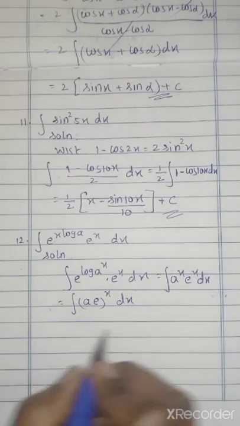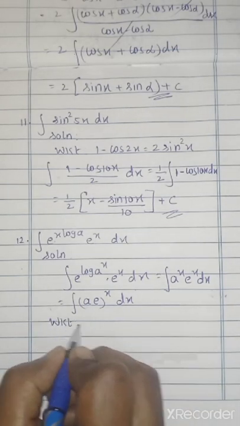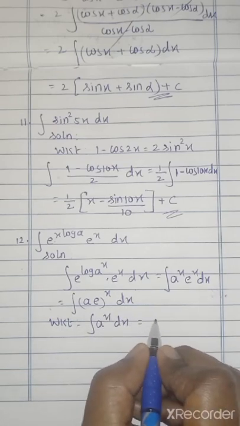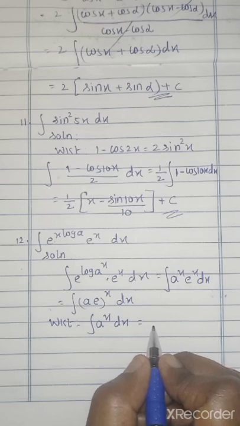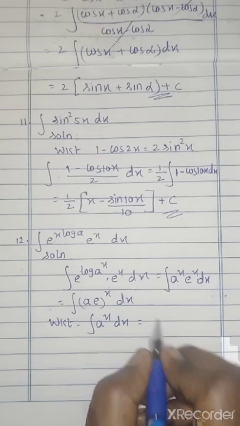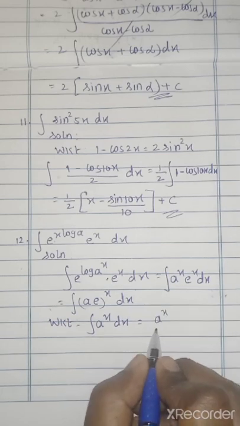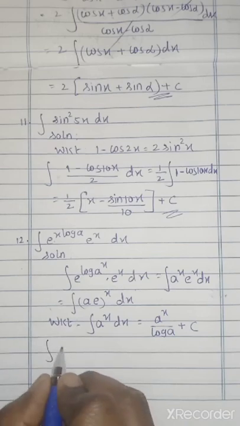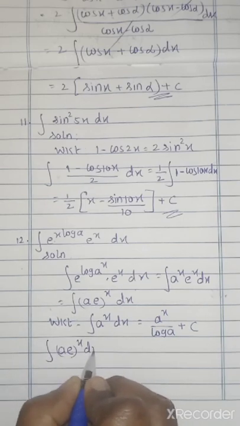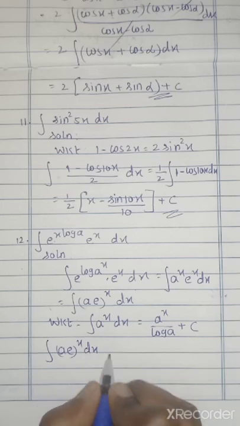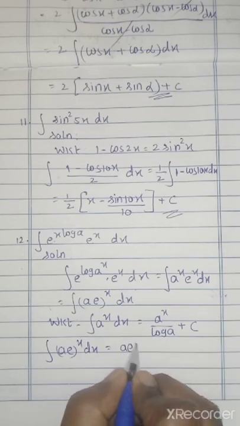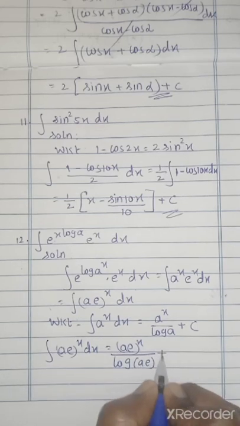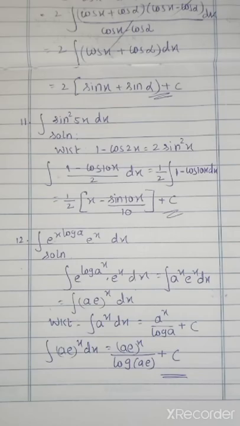Here we know this one. Again we know the integral of a power x dx. Look at your formula and tell me, what is the integral of a power x? A power x by log a plus c. So integral of a e power x dx equals a e power x by log a e plus c. Your final answer.